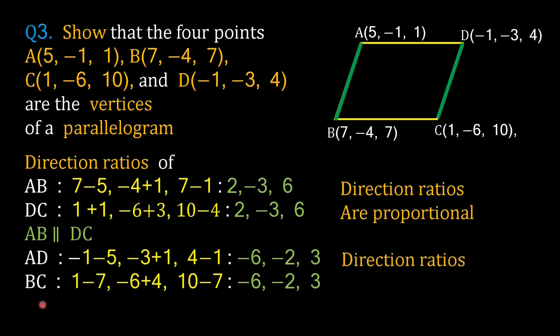Direction ratios of BC will be 1 minus 7, minus 6 plus 4, 10 minus 7, that will be minus 6, minus 2, 3. Since the direction ratios of AD and BC are proportional, we can say that side AD is parallel to side BC. Since the opposite sides of this quadrilateral ABCD are parallel to each other, we can say that ABCD is a parallelogram. So this proves it.